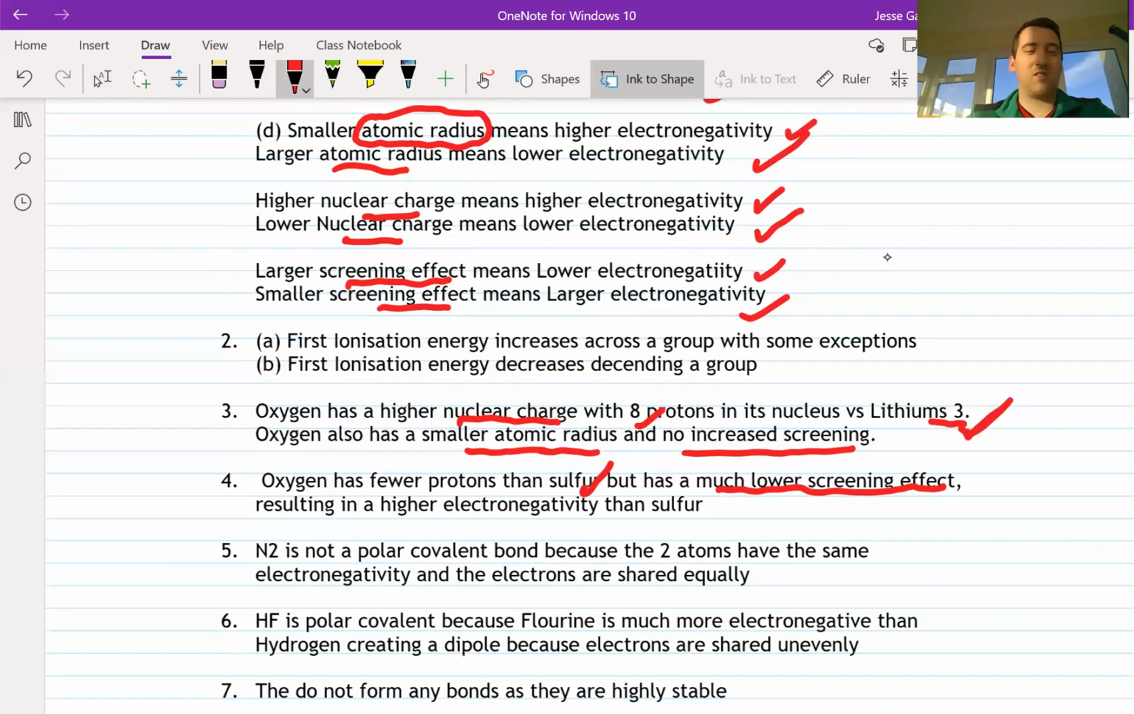And it's also a smaller atom. Sorry, I haven't mentioned that here. It's also a smaller atomic radius. Smaller radius. You should mention that also in your answer. It's got a smaller radius.